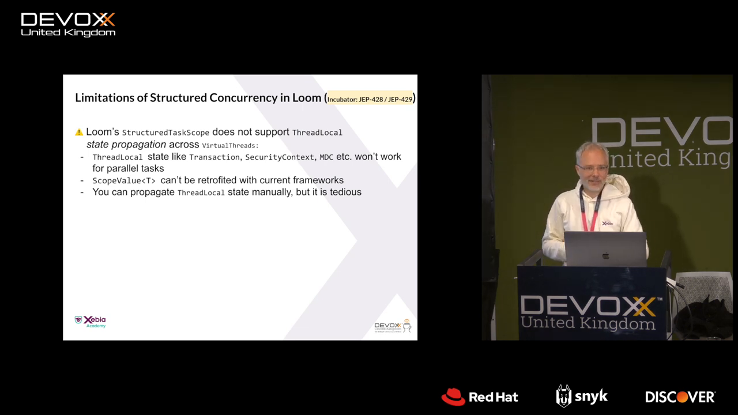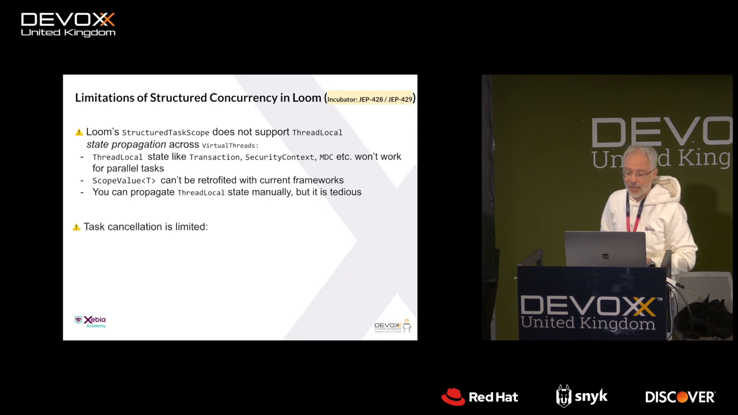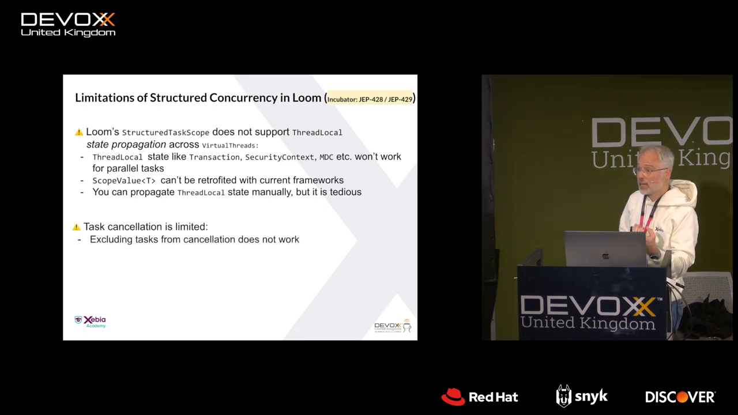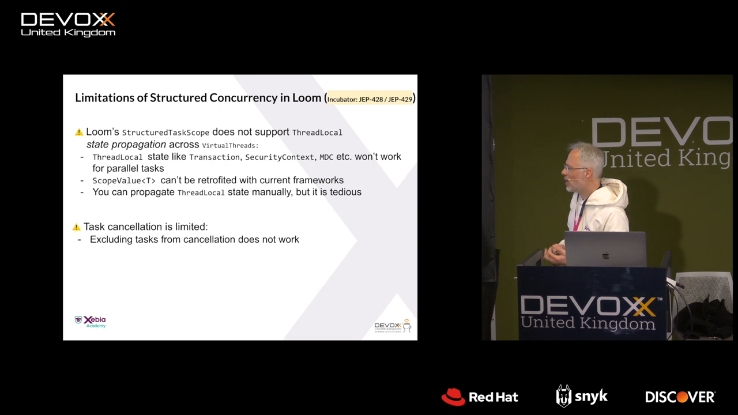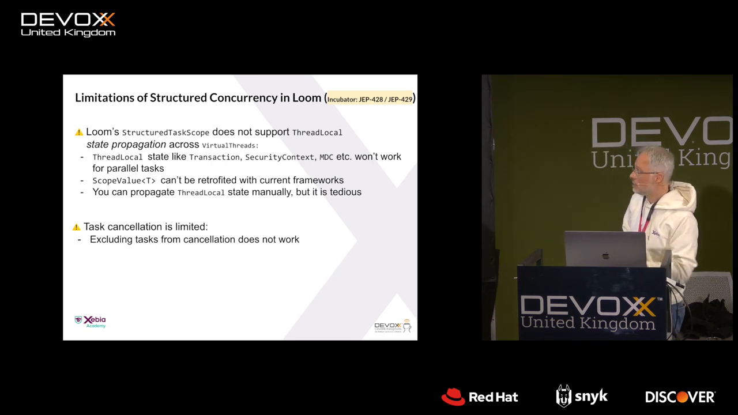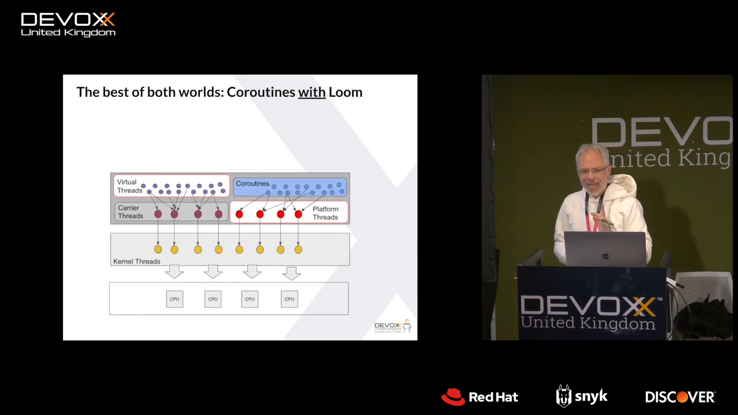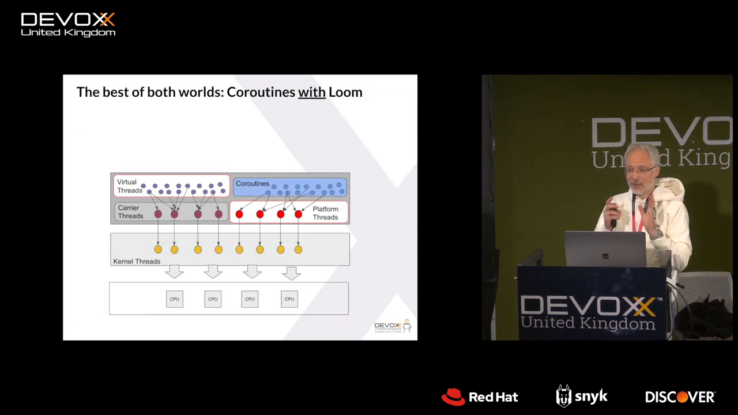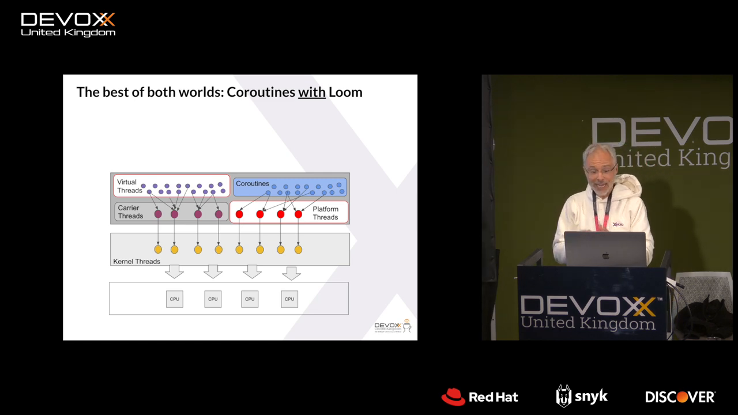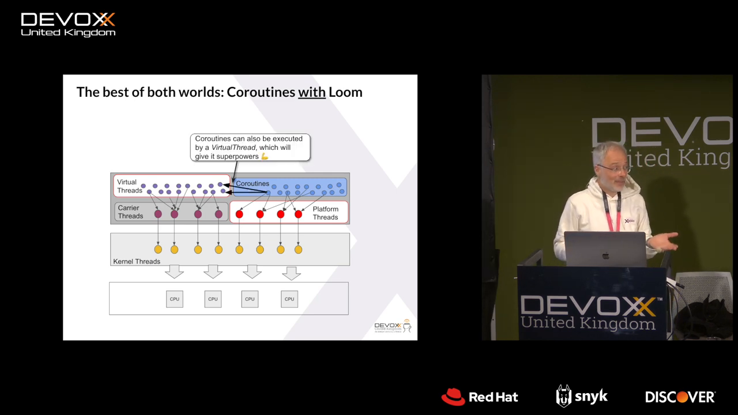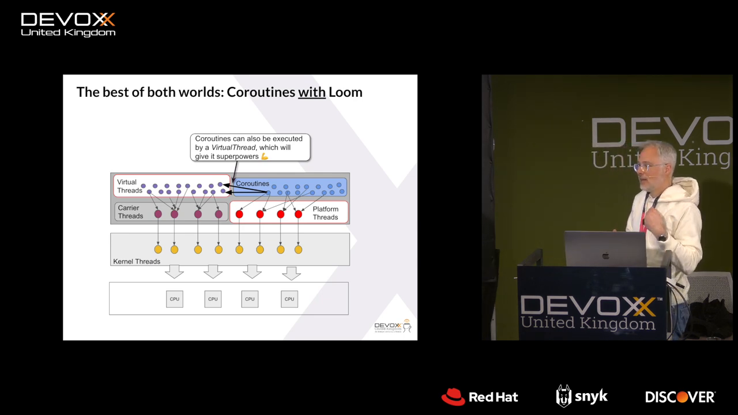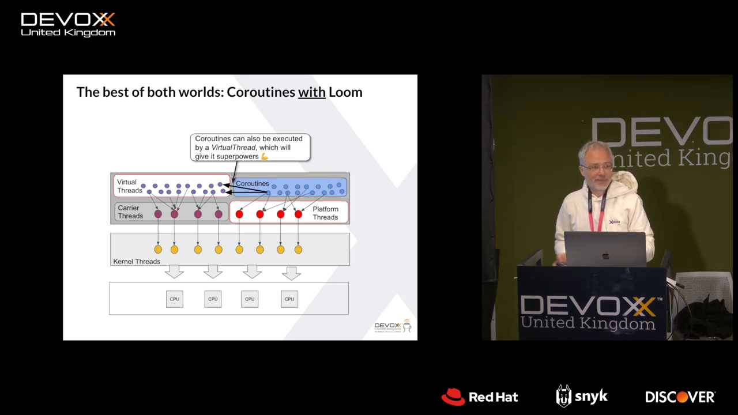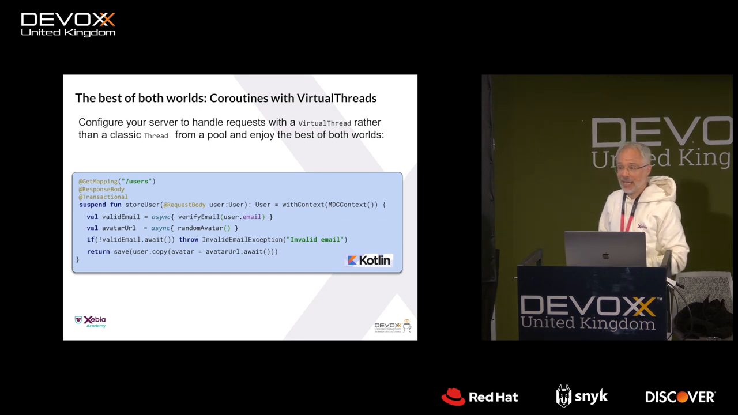Good luck doing that. It gets very ugly code. And you also have seen that fine-grained control of structured concurrency is not as well established in these two as with Kotlin coroutines. But hey, we've seen that a thread and a virtual thread from the outside are just the same. So why not let a virtual thread execute a coroutine? That just works. And this is where I think you really get a tremendous benefit.